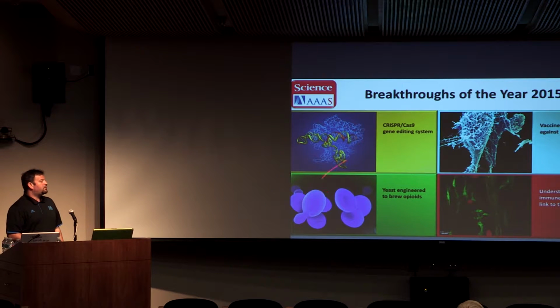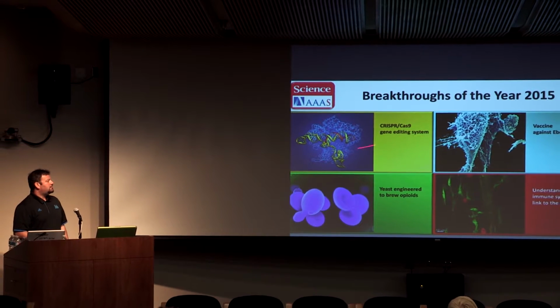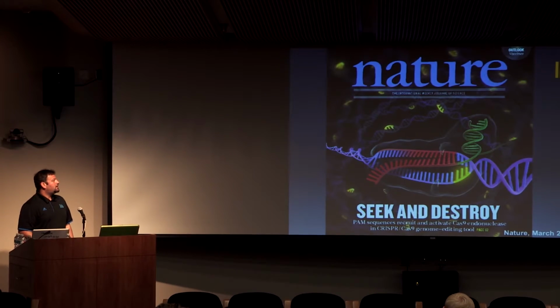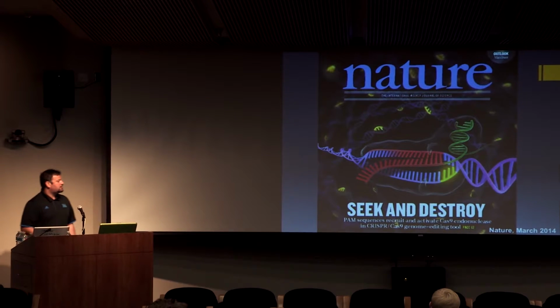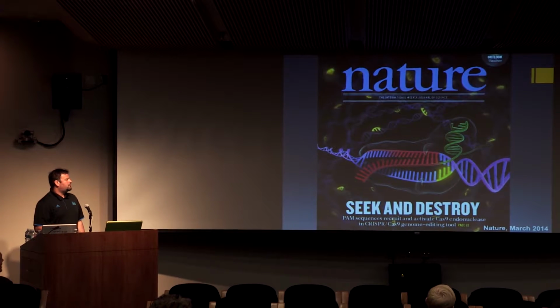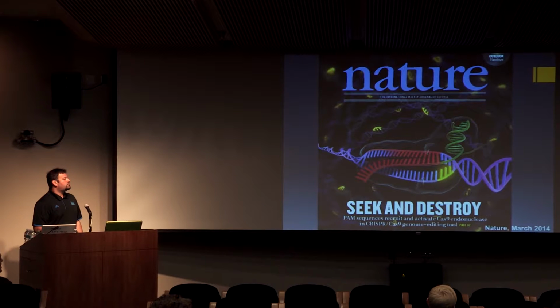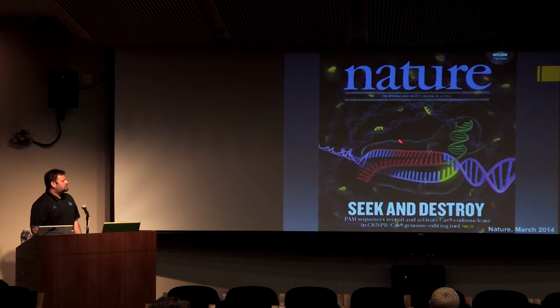First, I'll say it's one of the big breakthroughs in molecular biology and gene engineering. Science magazine named it as one of the big breakthroughs of 2015. Here it is on the cover of Nature, and this cover of Nature also gives a nice diagram of the system that can be used to show a little bit of its function. This sort of translucent blob is a protein portion known as Cas9.